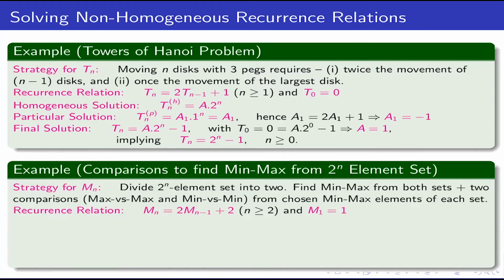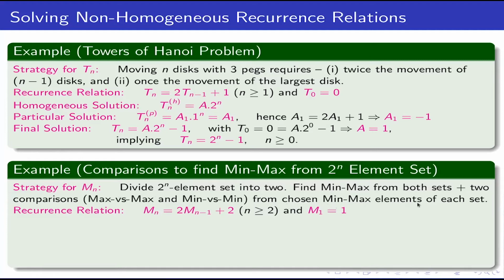Second example. How many comparisons do you need to find the max and minimum element both together from, remember, a 2 to the power n element set? I need to find how many comparisons I need to find the max and min both from 2 to the power n elements in a set. The recursive strategy would be, let me divide it into 2 to the power n minus 1 length 2 sets. Then find the min and max from both sets and then combine the min versus min and max versus max to declare the winner and the loser.